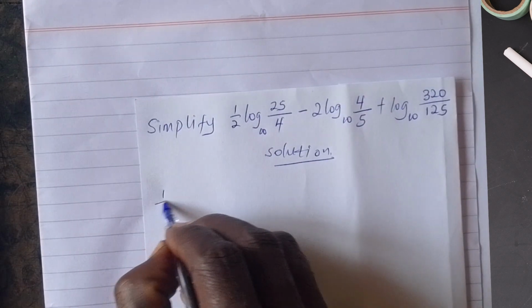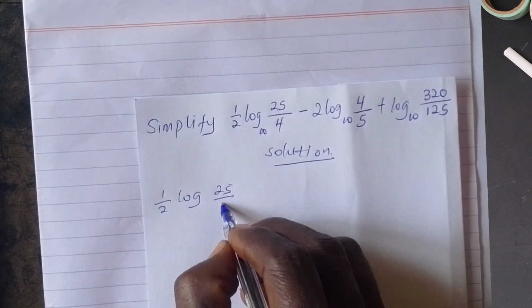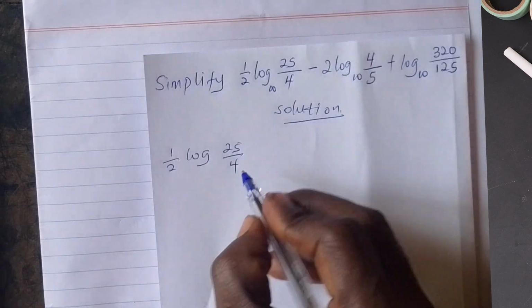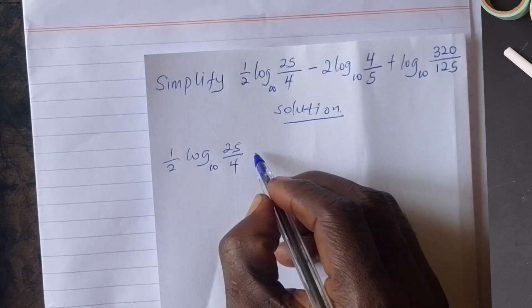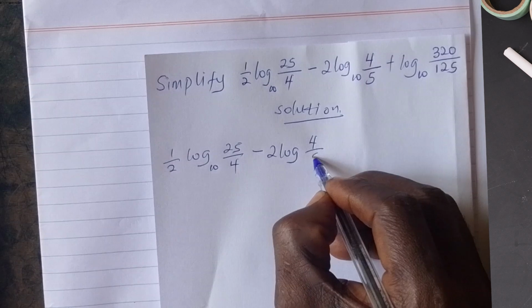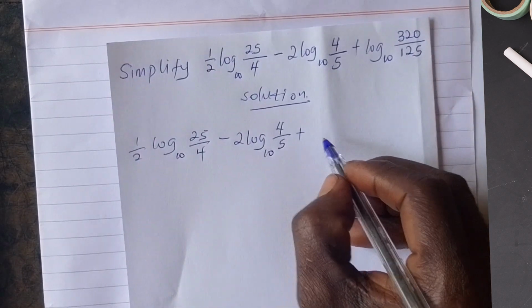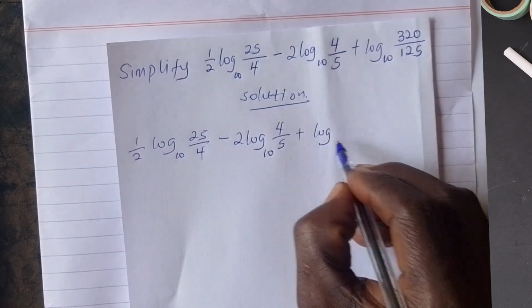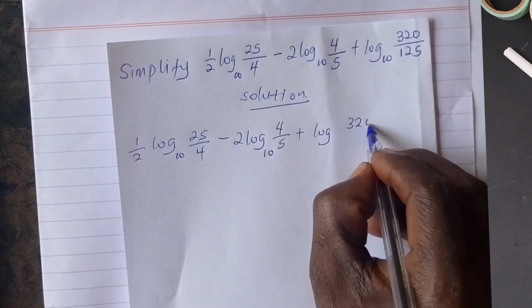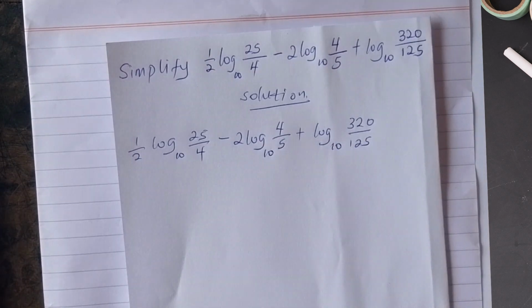I have 1 over 2 log 25 over 4 to the base of 10 minus 2 log 4 over 5 to the base of 10 plus the log of 320 over 125 to the base of 10. How do we simplify this?